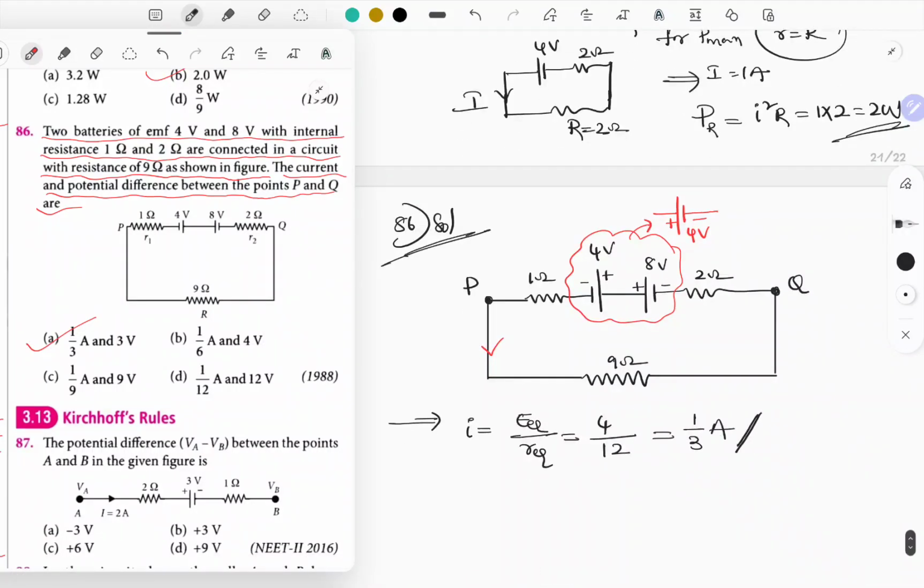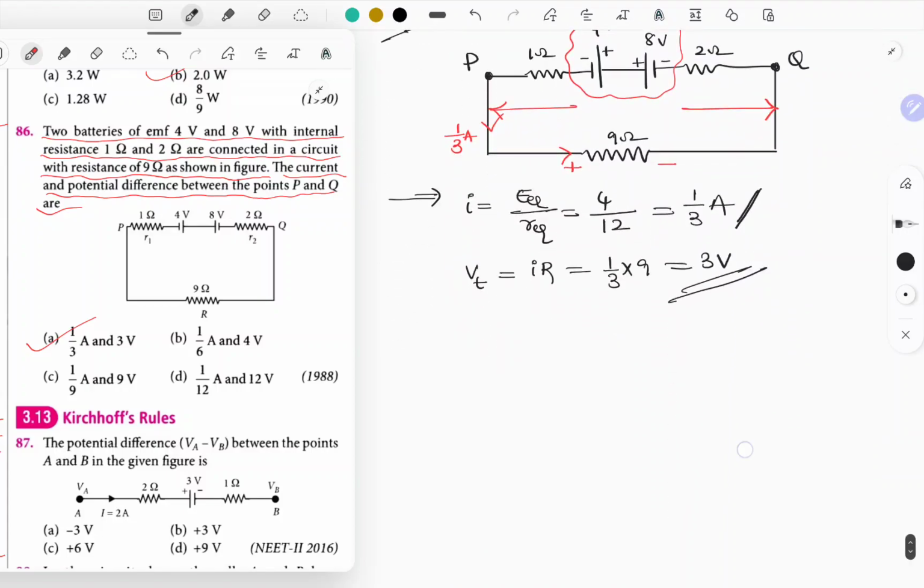But we have to answer the remaining part also, because that is the only option which matches current as 1 by 3 amperes. What's the current flowing through the circuit? 1 by 3 amperes. So here it is entering plus minus. That's it. They're asking what is the voltage across points P and Q. Voltage across points P and Q is nothing but voltage across the load resistor, right? So voltage across the load resistor is nothing but the terminal voltage, which is equal to I into R. I value is 1 by 3, R is 9 ohm, which is equal to 3 volts. That's the answer. Got it?